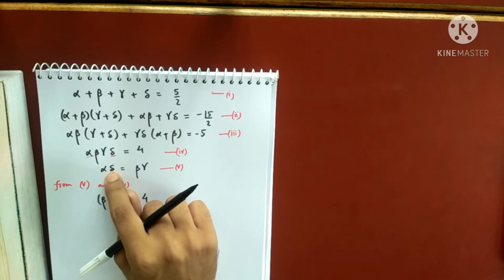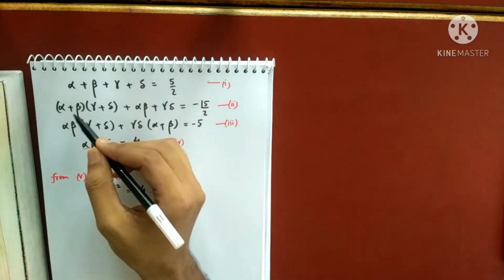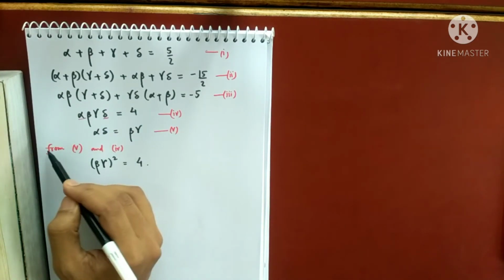Otherwise, what can be done? We can change the ordering of the GP roots also. That can also be done. But anyways, I'm not changing that. So let me change the equations instead of writing these things.